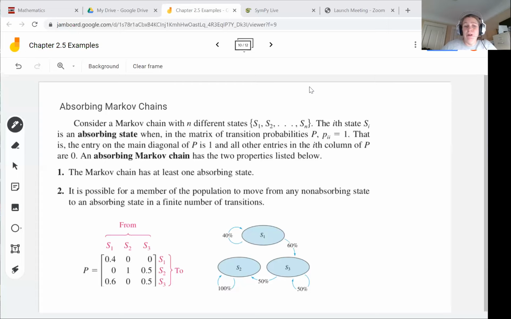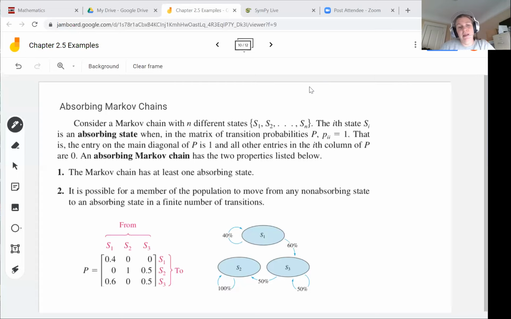So the transition matrix P below corresponds with the diagram at right. The columns correspond with where we are moving from, and the rows correspond with the state that the population is moving to. And so we can verify that each column sums to 1. And then we see here that in S1, 40% stay with S1 and 60% leave to go to S3.